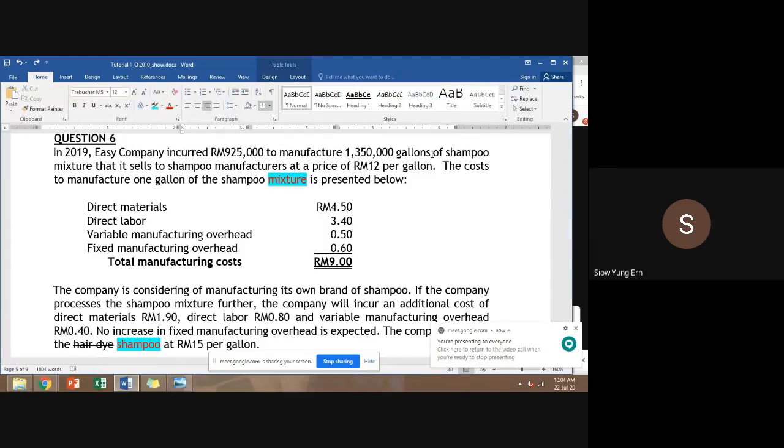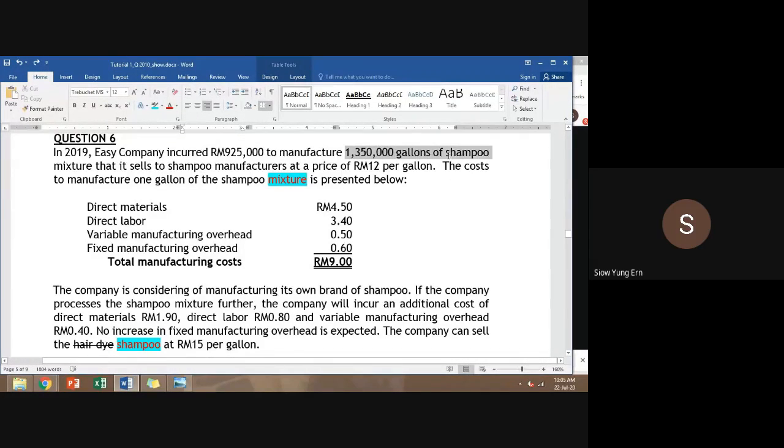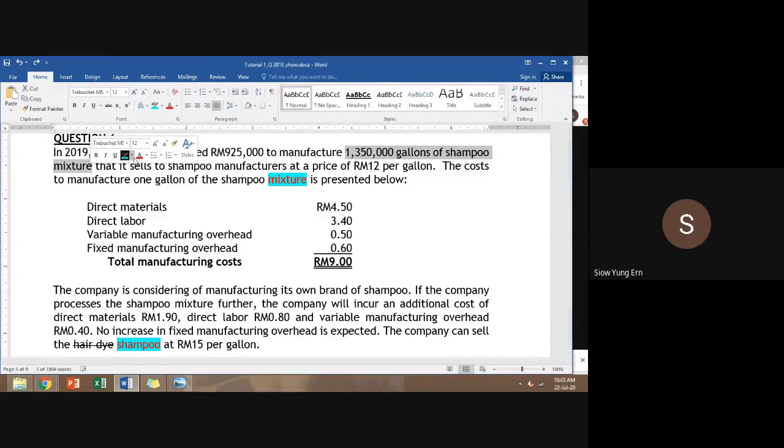Okay, let's start with question number 6. So in 2019, Easy Company incurred 925,000 to manufacture 1.35 gallons of shampoo mixture. Okay, so this company actually makes shampoo mixture that it sells to shampoo manufacturers at a price of 12 ringgit per gallon. Okay, the cost to manufacture 1 gallon of shampoo mixture.